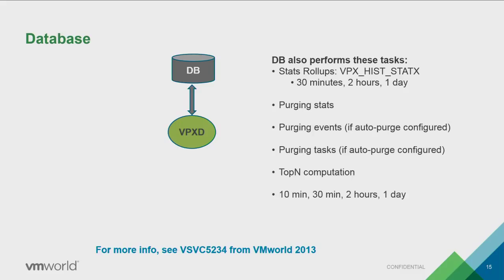And finally, we have a number of charts in our client that show you the top 10, say, VMs by CPU usage or VMs by memory use. And those are computed in the back end or in the database by what's called the top-N stored procedures. And those operate at 10-minute, 30-minute, 2-hour, and 1-day granularities. Now, the reason I'm putting this up is that if you're ever looking at your database and wondering, why am I seeing spikes every 30 minutes, 2 hours, whatever, hopefully with this chart you'll have some insight as to what's going on even when your system is idle.